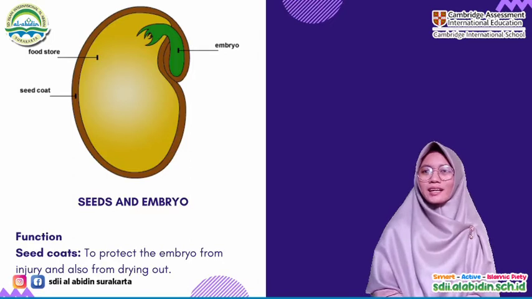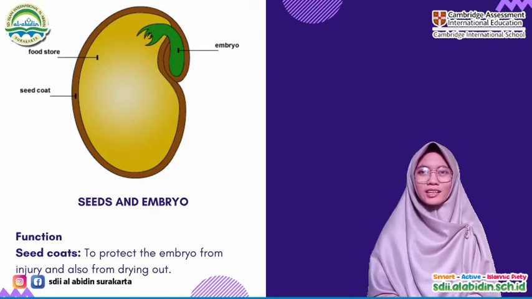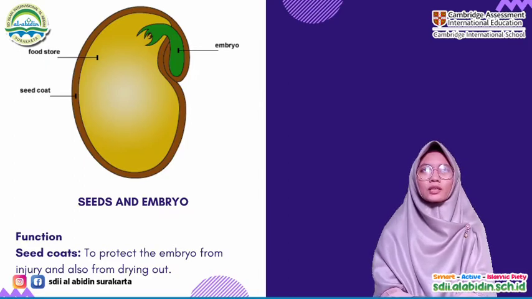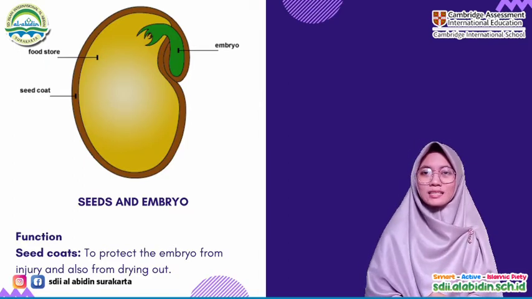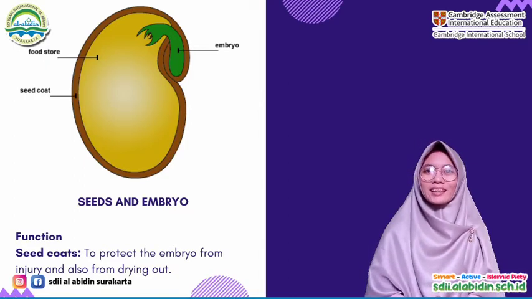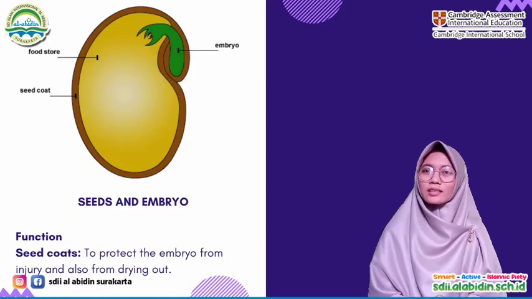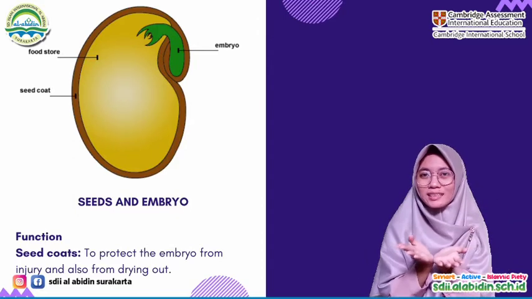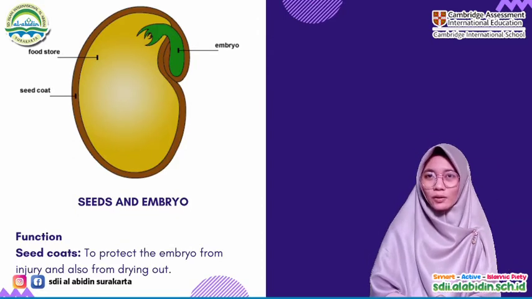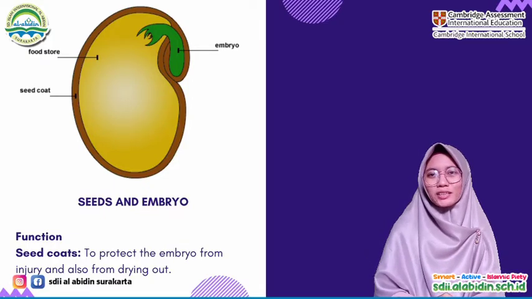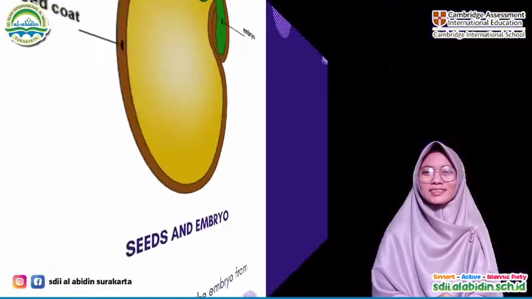Okay. Now, can you find the food store? The food store here has the function to give energy for the seed to grow up. And the last one is the seed coat. The seed coat wraps the seed. The seed coat has the function to protect the embryo from injury and drying out.